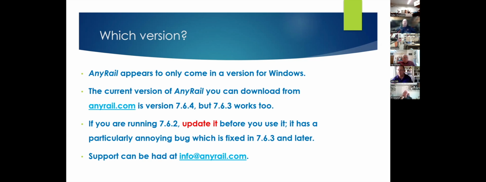Go to 7.64, because 7.62 had a bug that I discovered that would cause the program, when you did a particular thing, to completely crash. And I was wondering, what am I doing wrong? I tried several variations. Well, it turned out I contacted AnyRail, and at the bottom you can see the address where you can contact them, and said, "I don't know what the problem is that I'm having with the program." And I explained to them that anytime I grab a module, and I'll show you how you do that.